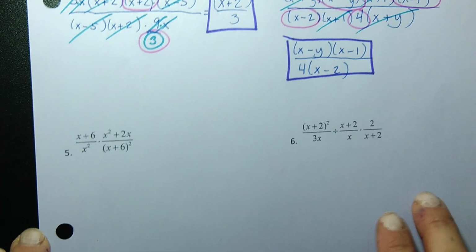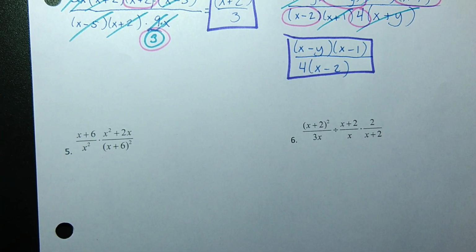All right, folks, I want you to try number 5. Third block had some issues with this one. Give it a go. We'll go over it in a minute or so.